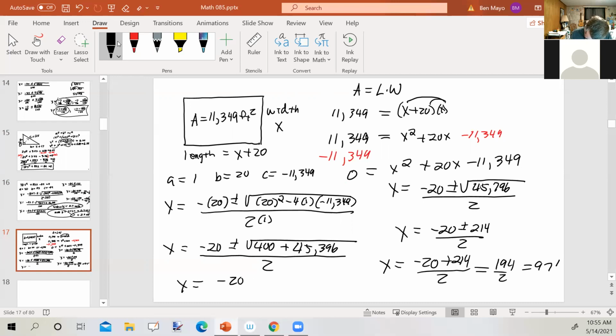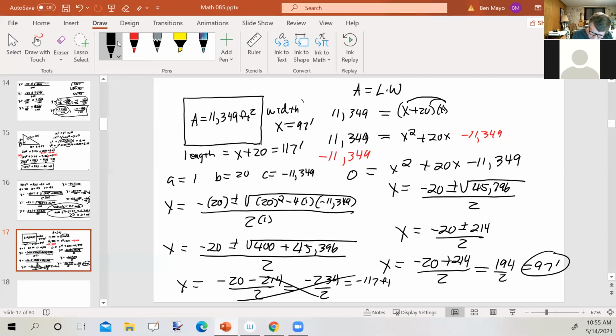X equals negative 20 minus 214 over 2. That would be negative 20 minus 214, which is negative 234, divided by 2 is negative 117 feet. But again, you can't have a negative length, so this one isn't going to be valid. So this is going to be 97 feet. 97 plus 20 would be 117 feet. So the width is 97 feet. The length is 117 feet.